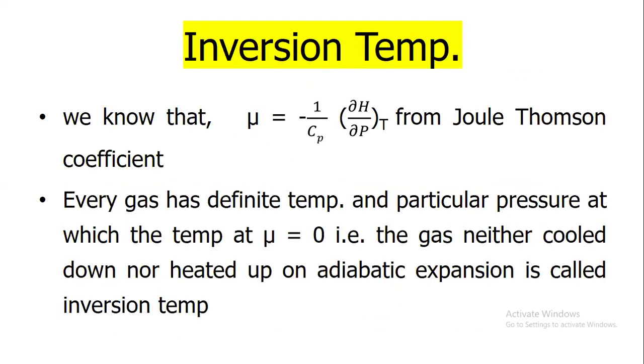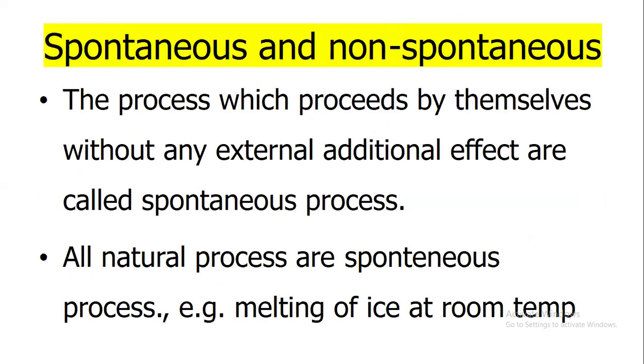Inversion temperature. We know that mu equal to minus 1 over Cp times (∂H/∂P)_T from the Joule-Thomson coefficient. Every gas has a definite temperature and particular pressure at which mu equal to 0, that is, the gas is neither cooled down nor heated up on adiabatic expansion. This is called the inversion temperature.